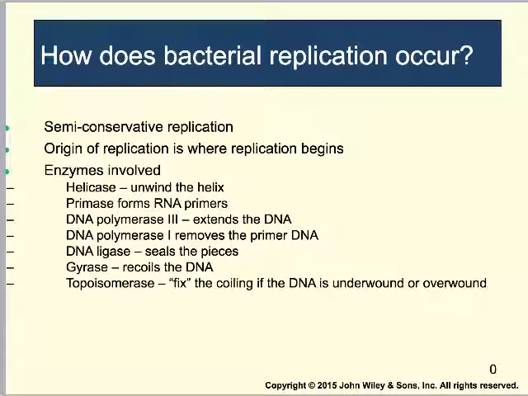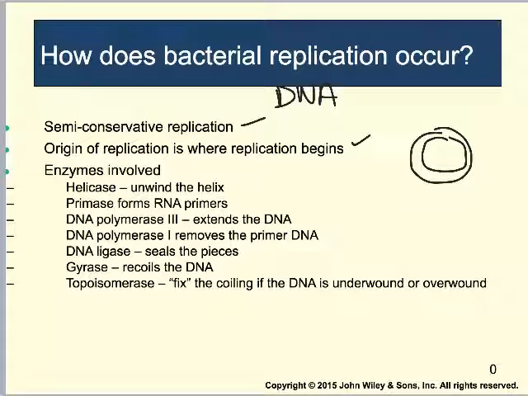So how does bacterial replication occur? How do they replicate their DNA? Bacterial replication is semi-conservative, just like human chromosomes are. So you keep the old strand and make a copy. Origin of replication is where it begins. Then there's a whole list of enzymes involved. Because it's circular and double-stranded, it's tricky. The winding and the unwinding is a little tricky.